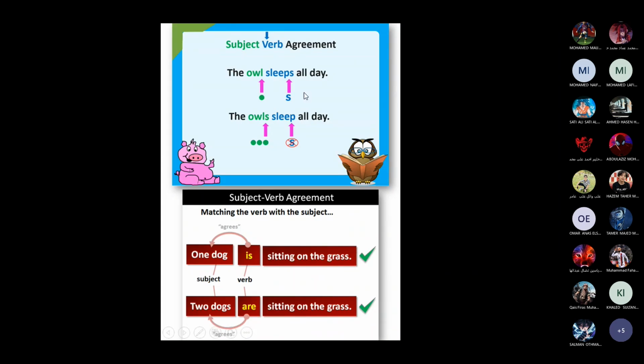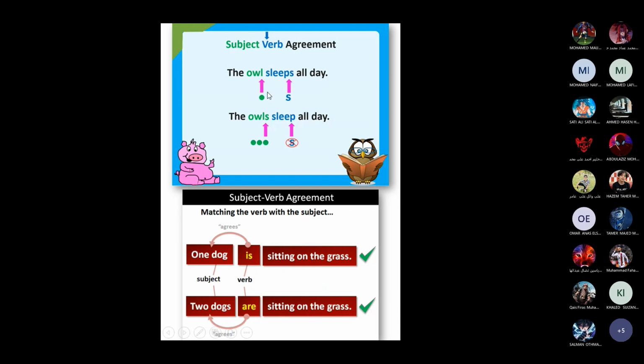Subject-verb agreement. The subject and the verb, I can say that they agree when they shake hands with each other. That means they agree, and that means the sentence is correct. So how can I say that the sentence is correct? When they agree with each other in the sentence.